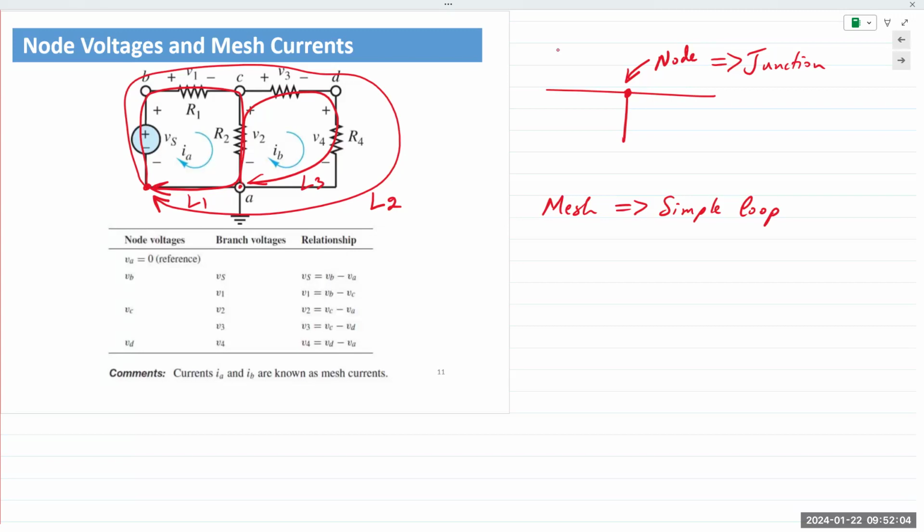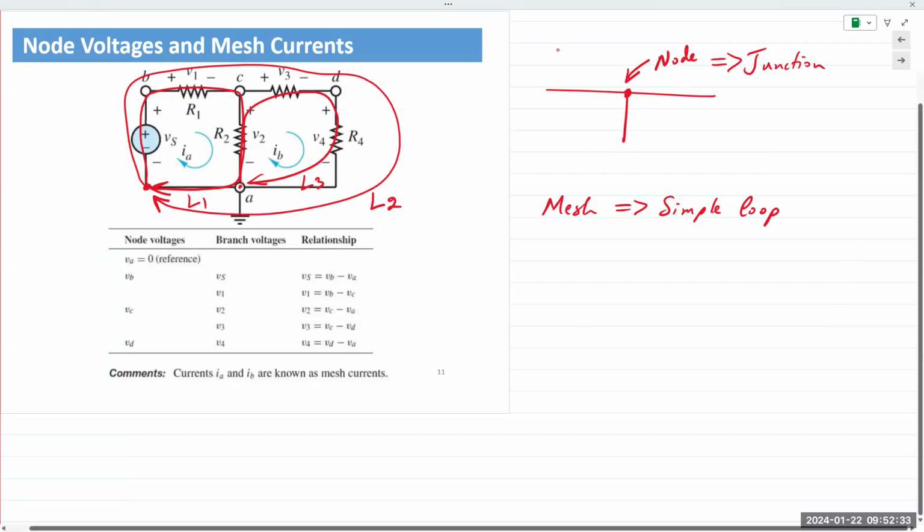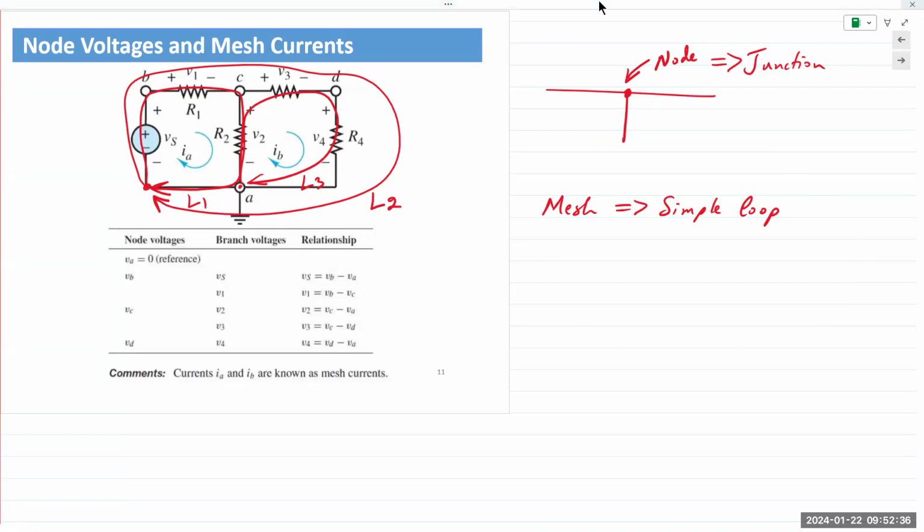All three of them are electrical loops. However, loops one and three are the only ones that are meshes. They are simple loops. They do not contain a loop inside them. Loop two is not a mesh because it has other loops inside it. I'll take a 10-second pause and let you think over that. So again, going back to the definition I wrote out, a mesh is a simple loop, and a simple loop is one that does not have any other loop inside it.